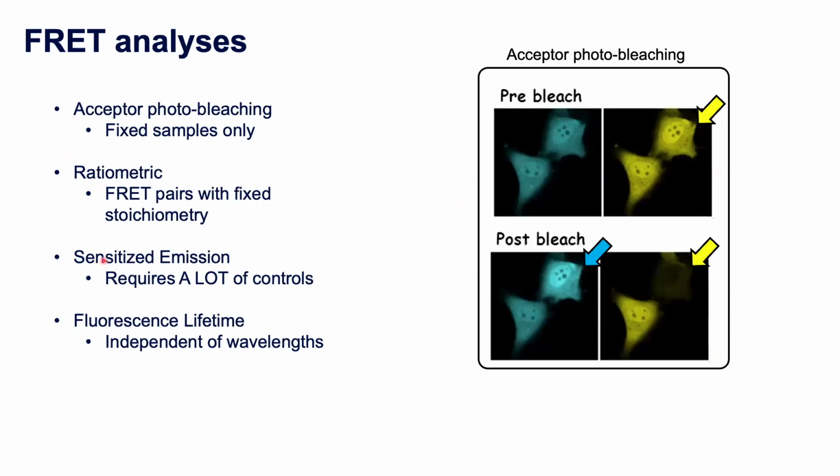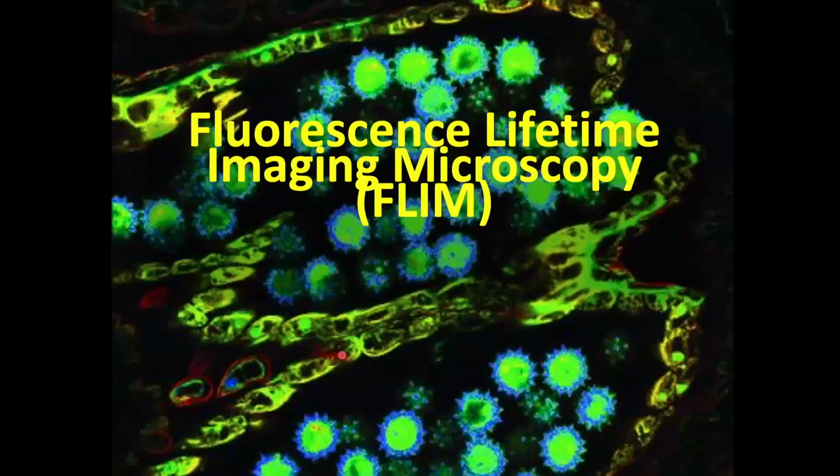If we do a method called sensitized emission, this requires a lot of controls to do mathematically. We would normally suggest if you want to do FRET, then we ideally would want to do that using something called fluorescence lifetime, which, if you remember from the first lecture, is the length of time that a molecule stays in that excited state. This characteristic is completely independent of the wavelengths of the molecules. So we'll spend a few slides going over fluorescence lifetime imaging microscopy.